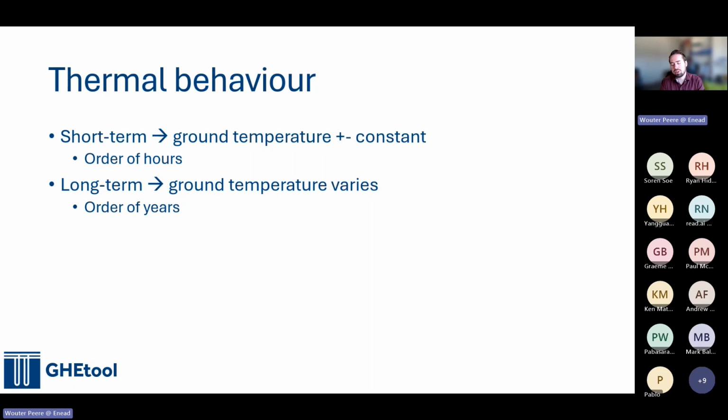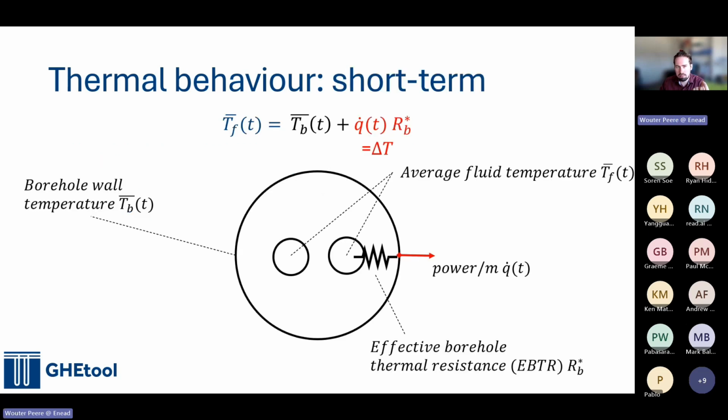So on the short term, we can assume the ground temperature is constant, but on the long term, months, years, the seasonal and yearly variation, there the ground temperature varies. And that's what we call the long-term effect. Now for the short term, this is the only equation I will show you. We can say that the fluid temperature we have in heating and cooling is equal to the borehole wall temperature from which we start, plus or minus a certain delta T.